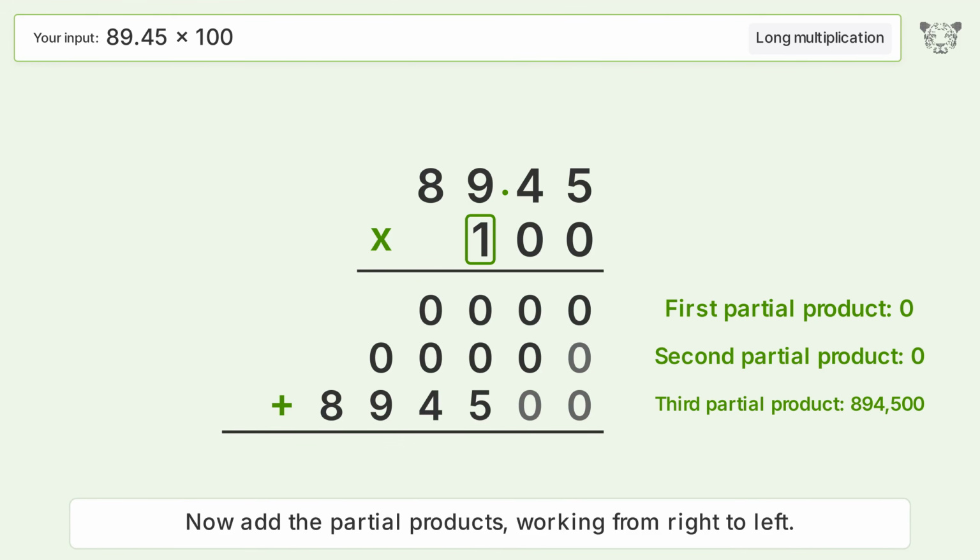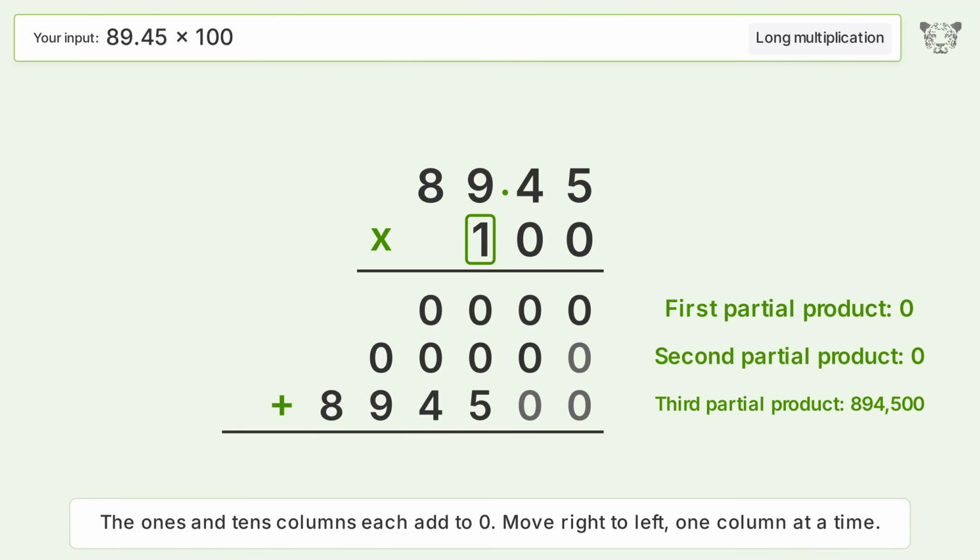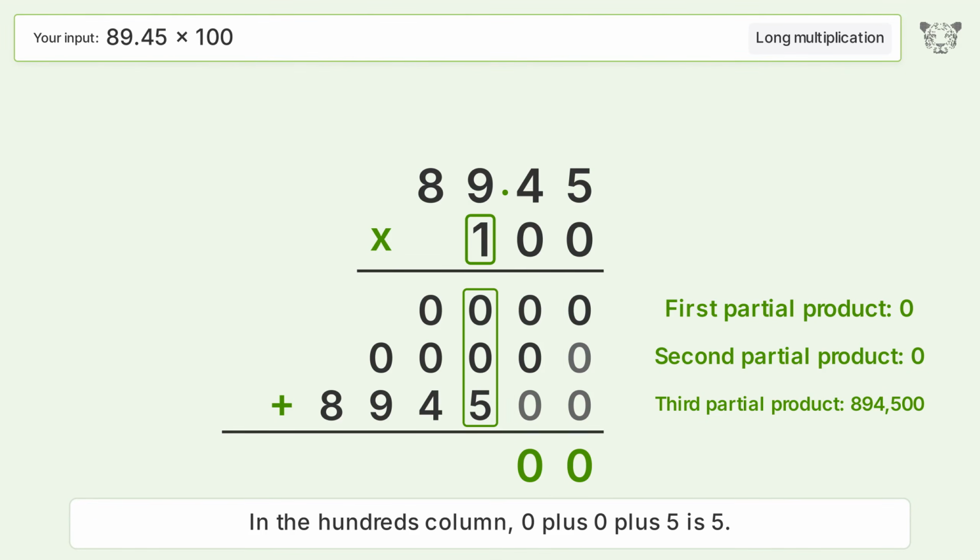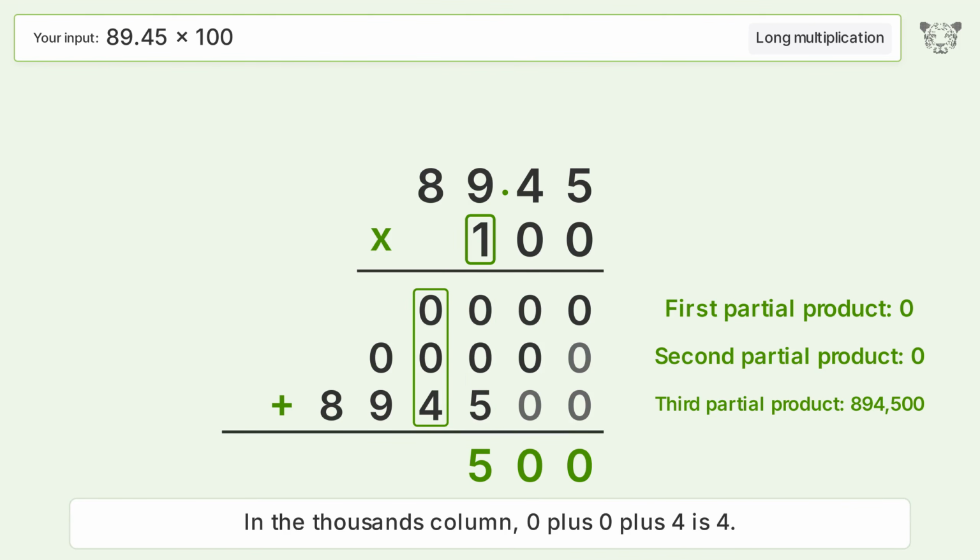Now add the partial products, working from right to left. The ones and tens columns each add to 0. Move right to left, 1 column at a time. In the hundreds column, 0 plus 0 plus 5 is 5. In the thousands column, 0 plus 0 plus 4 is 4.